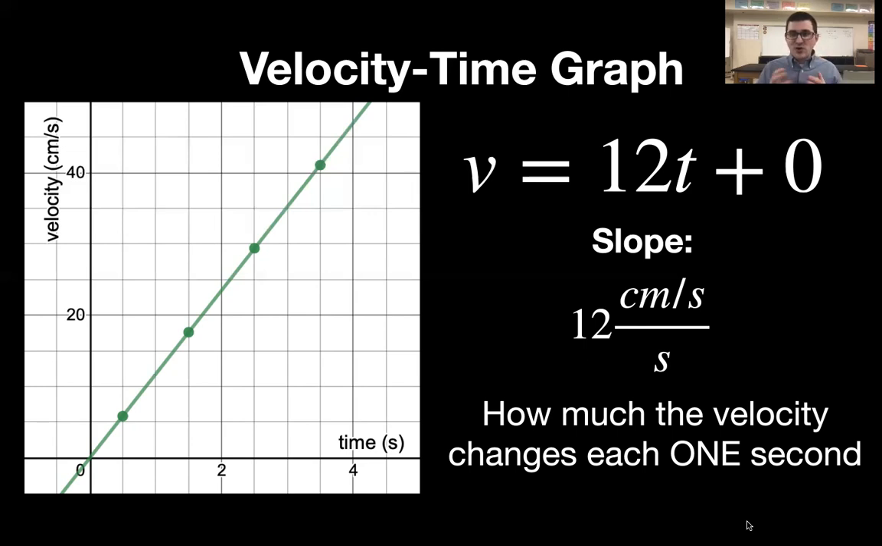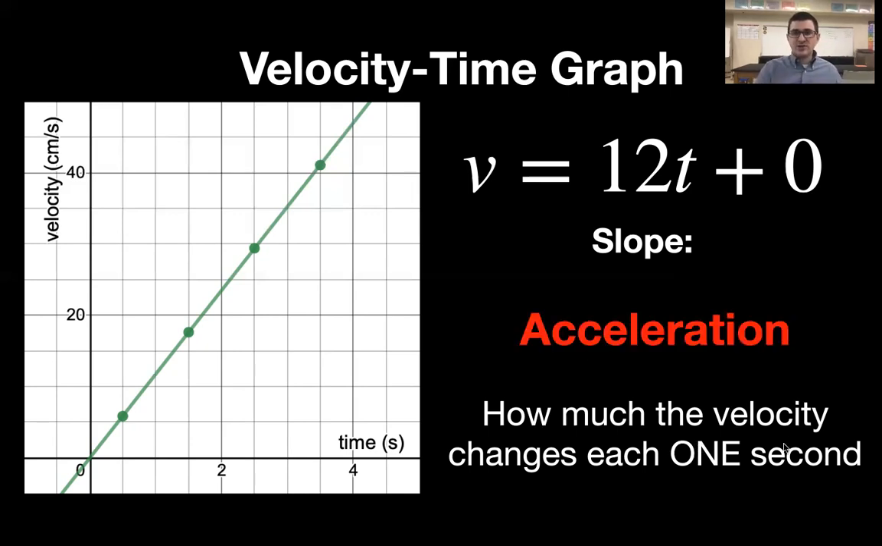Scientists invented a vocabulary word to mean this exact thing. And that vocabulary word is called acceleration. Acceleration is defined as how much the velocity changes each 1 second. It's a change in velocity with respect to time, or per unit time. And when I say unit time, I mean 1 second or 1 minute or 1 hour. That's a unit of time. So acceleration is how much the velocity changes each 1 second, or per unit time.